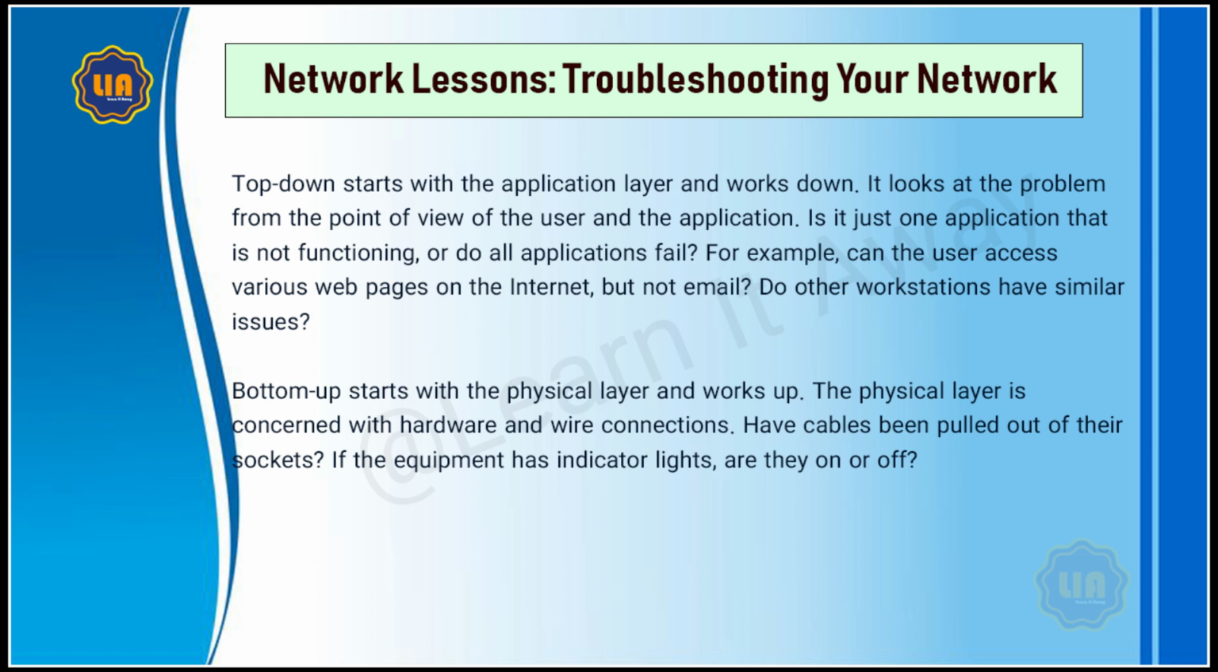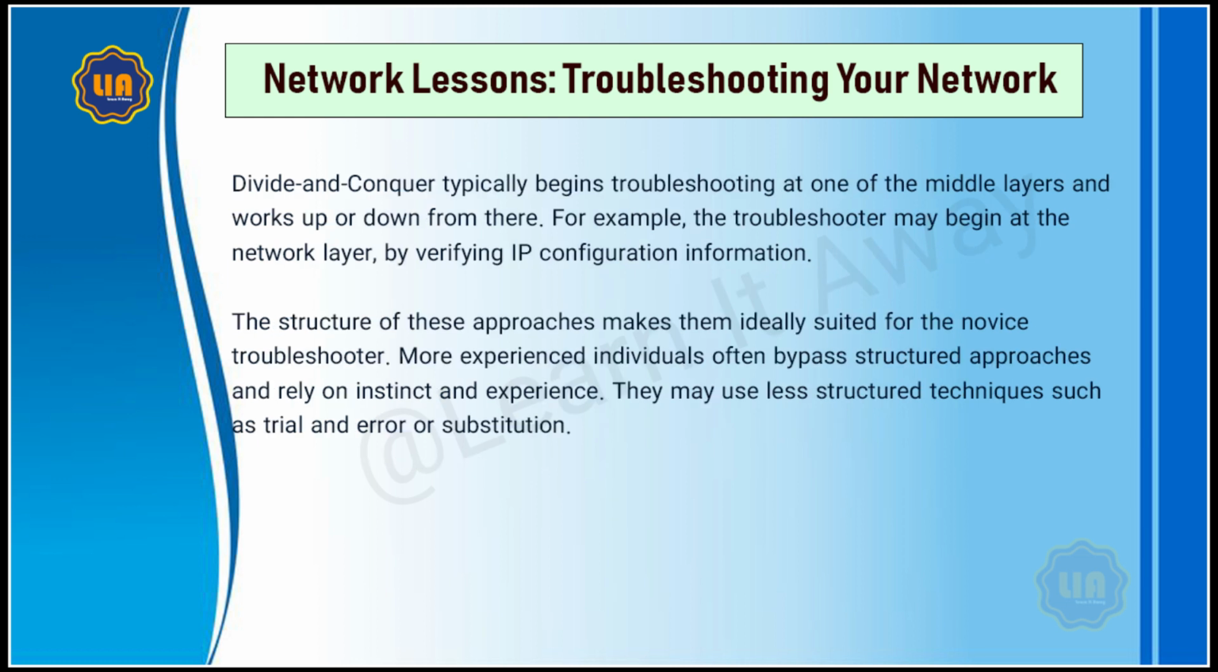Bottom-up starts with the physical layer and works up. The physical layer is concerned with hardware and wire connections. Have cables been pulled out of their sockets? If the equipment has indicator lights, are they on or off? Divide and conquer typically begins troubleshooting at one of the middle layers and works up or down from there. For example, the troubleshooter may begin at the network layer, by verifying IP configuration information.